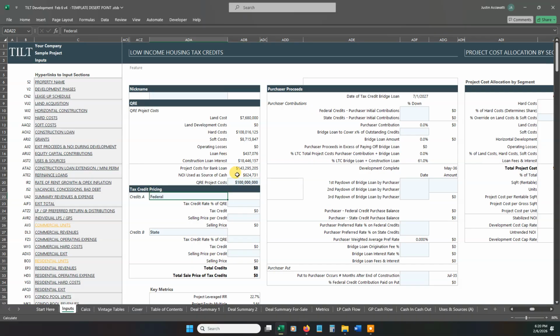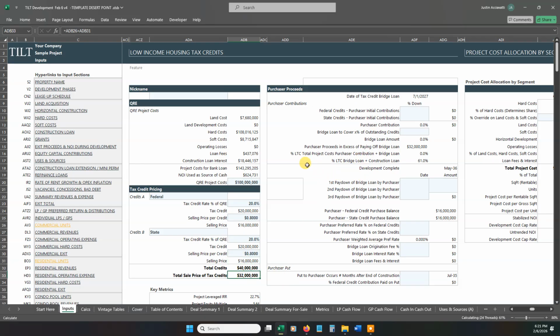and we may have federal and state tax credits, and perhaps both of them are going to recognize 20% of the QRE for tax credits, and on the tax credit market, perhaps you're selling them for 80 cents on the dollar. So therefore, the tax credits represent $40 million, but the selling price is $32 million in total.